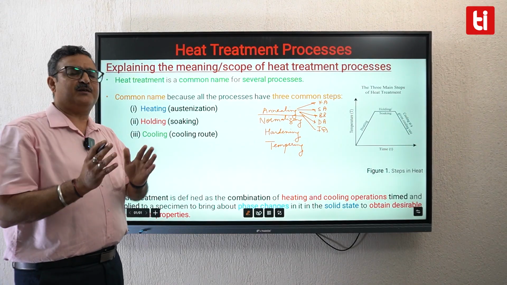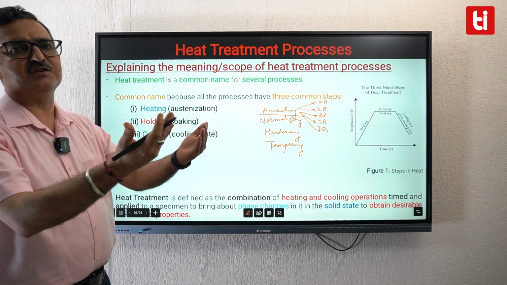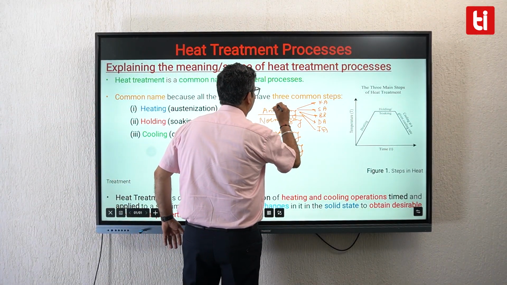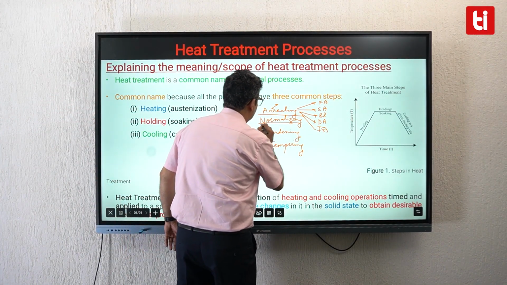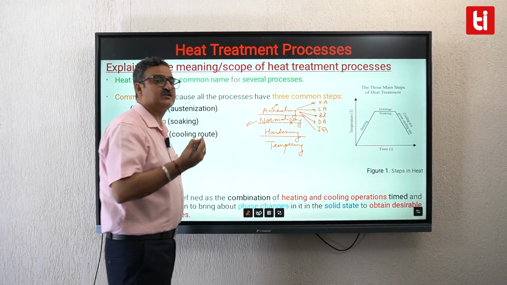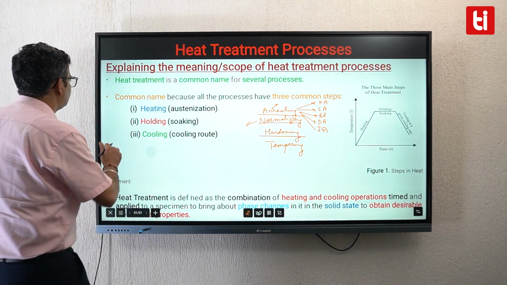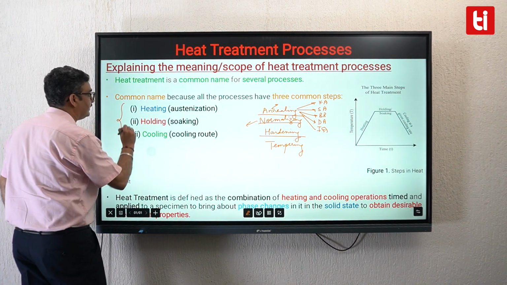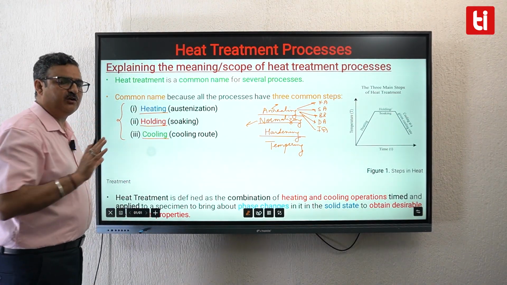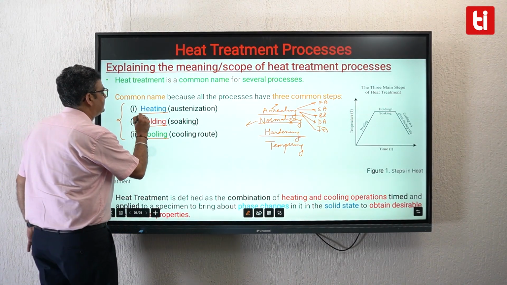And in every heat treatment process, the basic function is to improve the mechanical properties of a given steel. Yes, those properties may be different. Annealing is always to induce softness in a steel. Normalizing is always to increase the strength of the steel. Hardening is always to increase the hardness of the steel. But whatever heat treatment process it is, it has three common steps: heating, holding, cooling. So whether you are giving annealing, normalizing, or hardening, you are always going to follow these three steps.